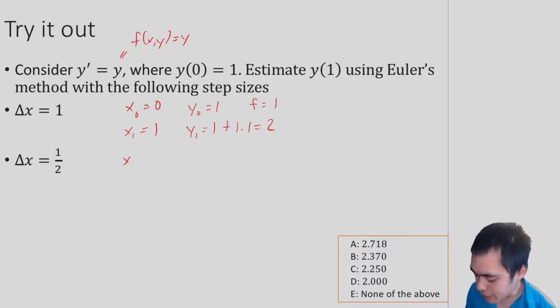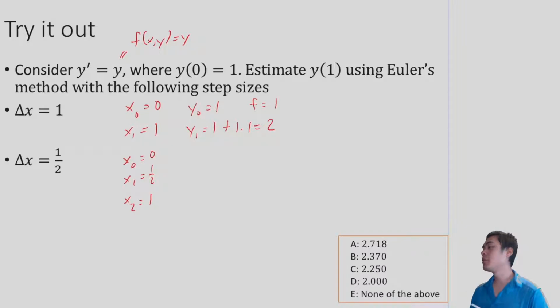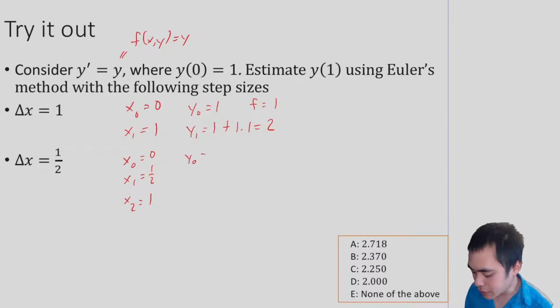So we have x naught is equal to 0, so x1 is equal to 1/2, and x2 is going to be equal to 1, right? Because these are our step sizes. We start at x0, take one step and we're at 1/2, take another step and we're at 1. And we know that y naught is equal to 1, just by the initial condition. And of course, we know f at (0, 1). Remember, f is a function, so you're evaluating at these two points. That's just equal to y, so that's equal to 1.